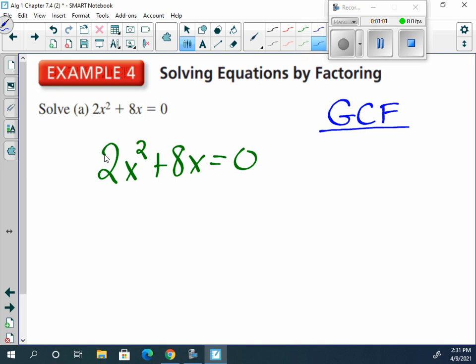2, because 2 will divide into 2 and 2 will divide into 8, yes? So the greatest common factor between 2x squared and 8x, the number is going to be 2. Between 2 and 8, the greatest common factor is 2. Now we need to see what is the greatest common factor between x squared and x.